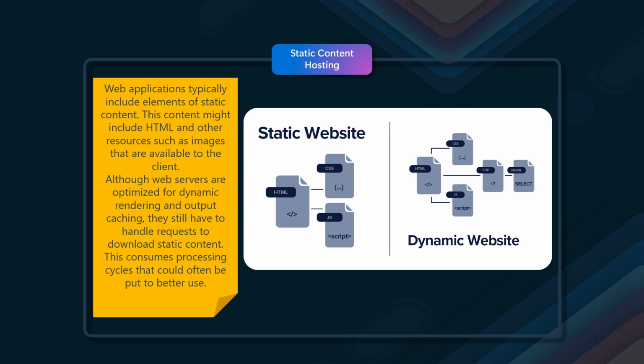Let's take a look at static content hosting. Web applications typically include some elements of static content. The static content might include HTML pages and other resources such as images and documents that are available to the client, either as part of an HTML page such as inline images, style sheets, and client-side JavaScript files, or a separate download such as a PDF document.